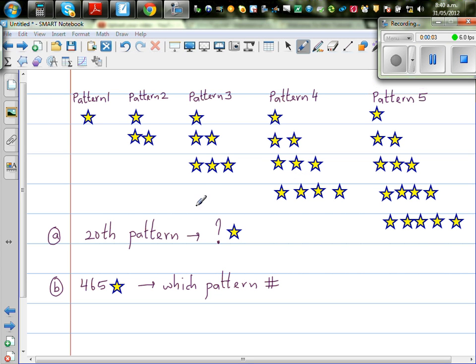Let's look at this pattern. This pattern has one star. This pattern has 1, 2, 3. This pattern has 1, 2, 3, 4, 5, 6. 1, 2, 3, 4, 5, 6, 7, 8, 9, 10, and 15.